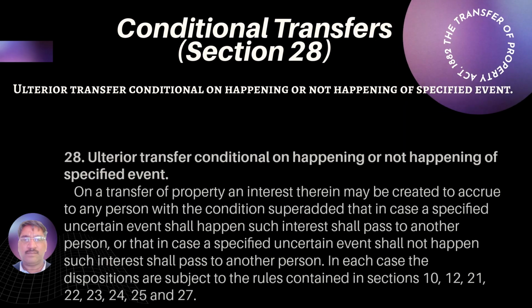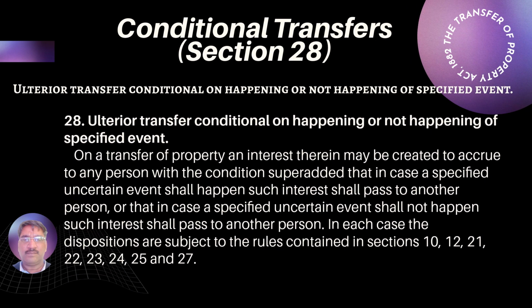Conditional transfers. Section 28. Ulterior transfer conditional on happening or not happening of specified event. On a transfer of property, an interest therein may be created to accrue to any person with the condition superadded that in case a specified uncertain event shall happen, such interest shall pass to another person, or that in case a specified uncertain event shall not happen, such interest shall pass to another person.